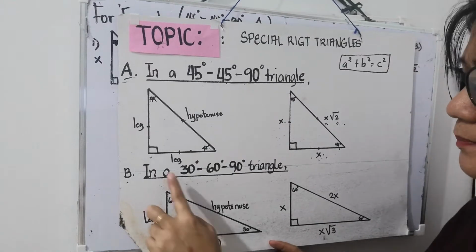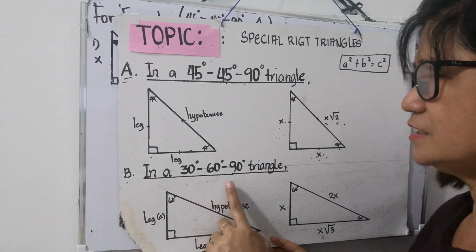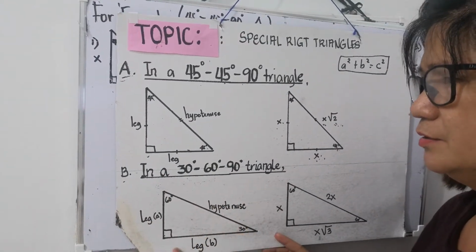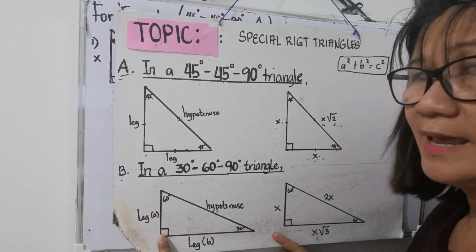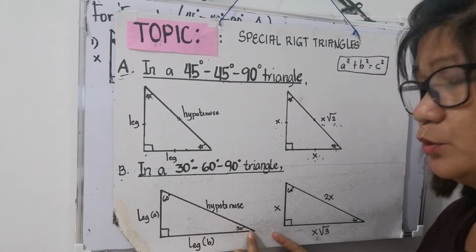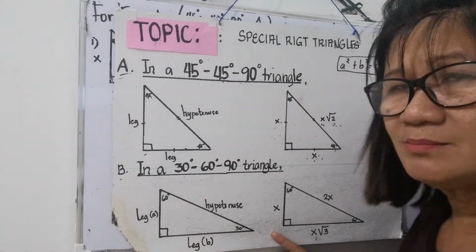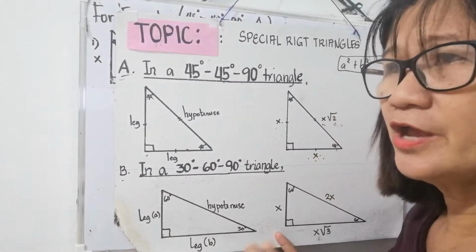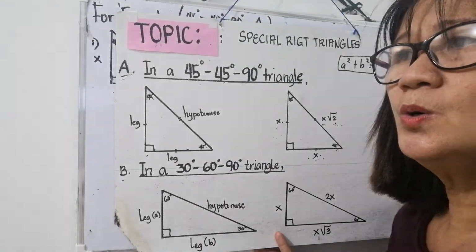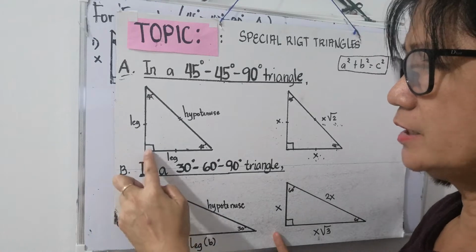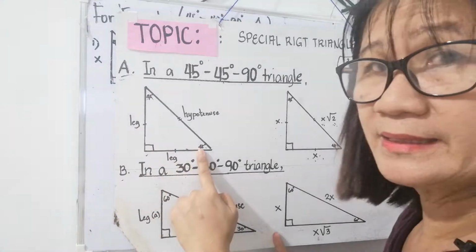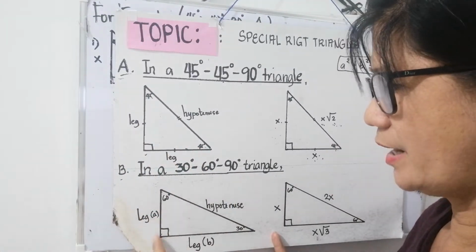So, here, in a 30, 60, 90 triangle, we have the shorter leg. This is the longer leg. And this is the hypotenuse. So, paano natin makikilala yung mga legs? They are the ones who form the right angle. No? Ito kagaya nito, silang dalawa yung nakabuo ng right angle. So, ganun din ito. They are legs also.